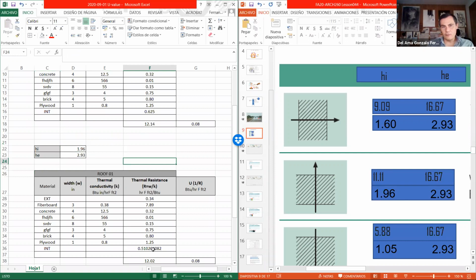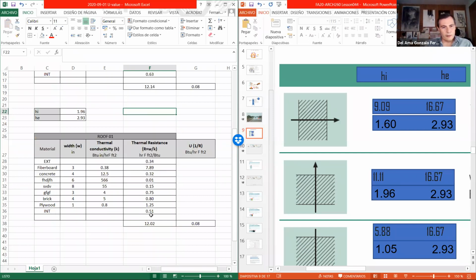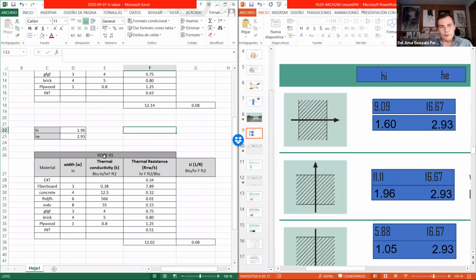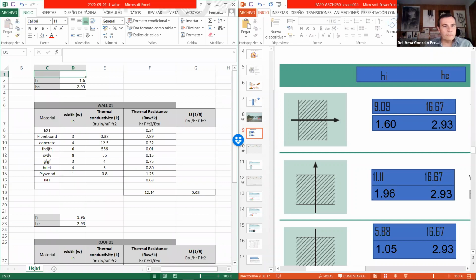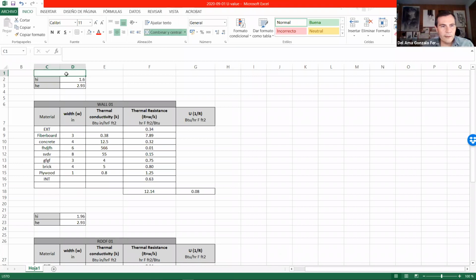Okay, this has changed. By the way, I don't like this, so I will apply this format, because 2 decimals is enough. Okay, so those are roofs. And here we always can combine and center. So we can say that this is for walls, combine and center. This is for roofs.